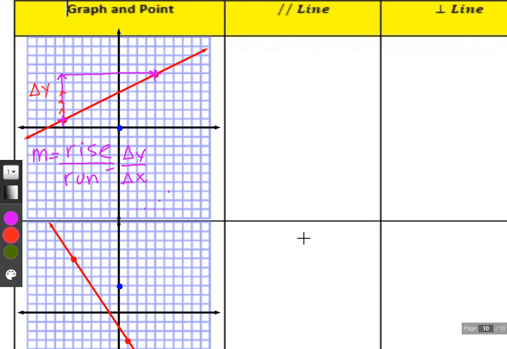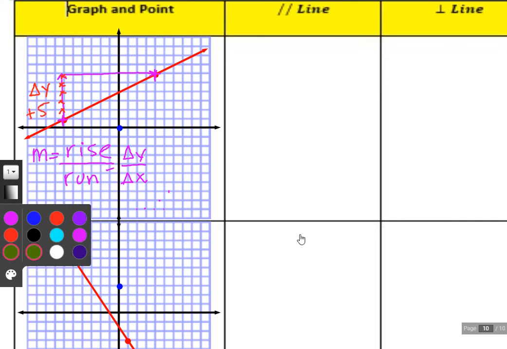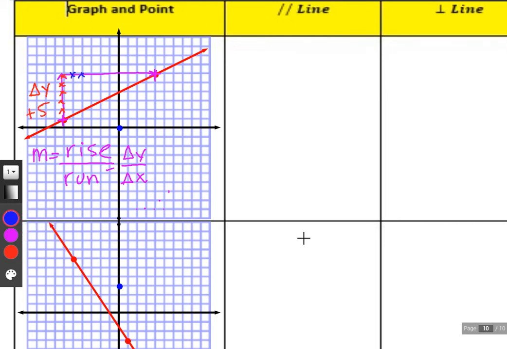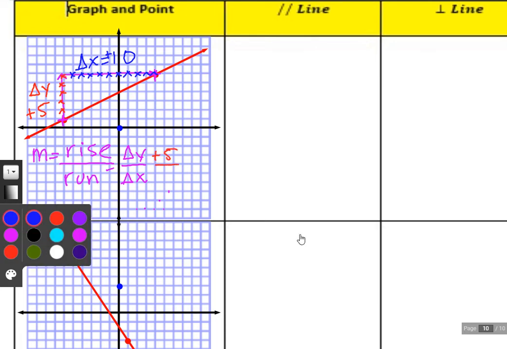And my change in x, 1, 2, 3, 4, 5, 6, 7, 8, 9, 10. Oh, how nice is that? My change in x is going to be plus 10. Okay, so overall, I know that my change in y is plus 5, my change in x is plus 10, and so my overall slope can reduce to 1 over 2. That's going to be my slope.